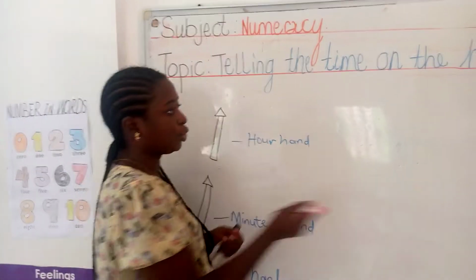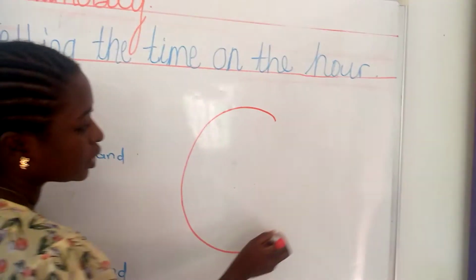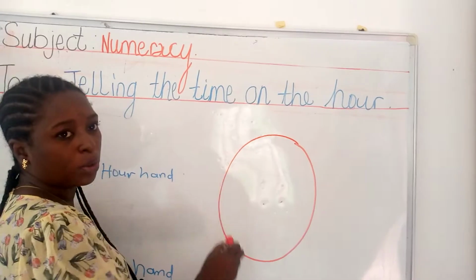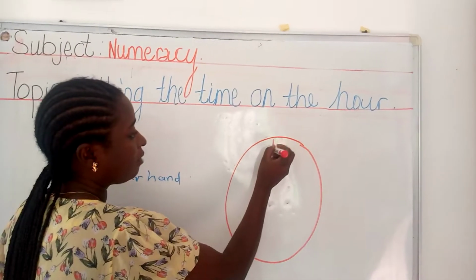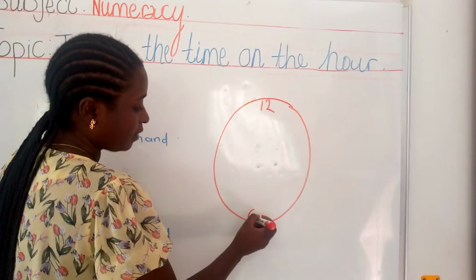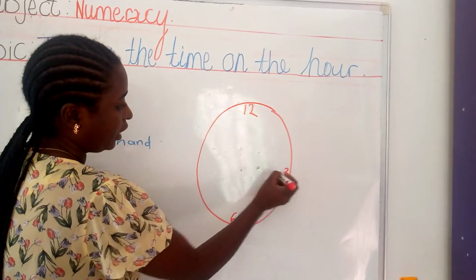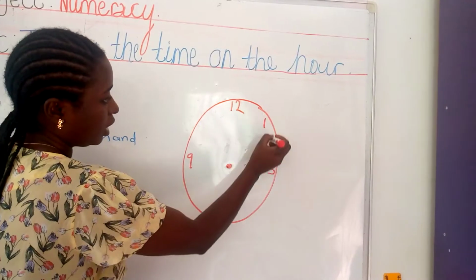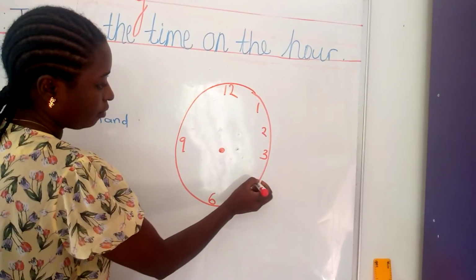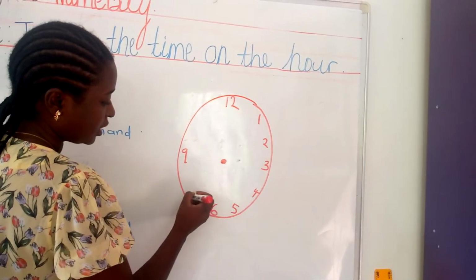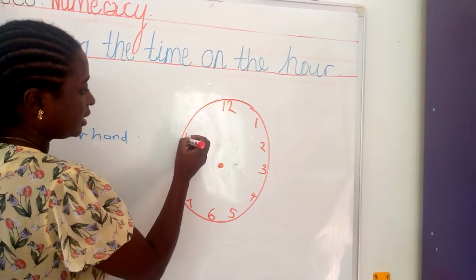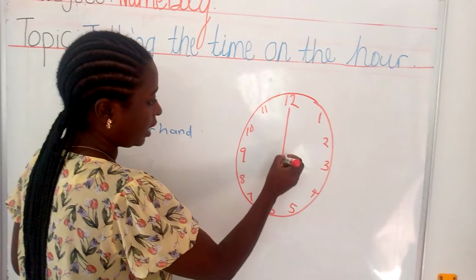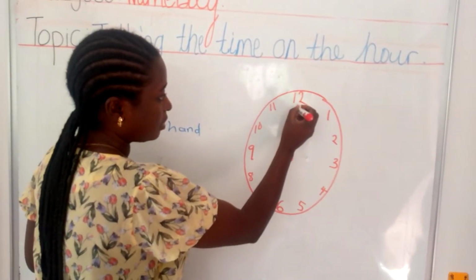Let me draw a clock to show you. So I'm going to make a face clock. Now this is my clock. I'm going to write some numbers. It has to be 1 to 12. I have my 12 here. I have 6 here, and I'm going to write 3 here, and I'm going to write 9 here. I'm going to make a dot here, and I write 1, 2, 3, 4, 5, 6, 7, 8, 9, 10, 11. Now, this long hand, you can see it, is my minute hand.